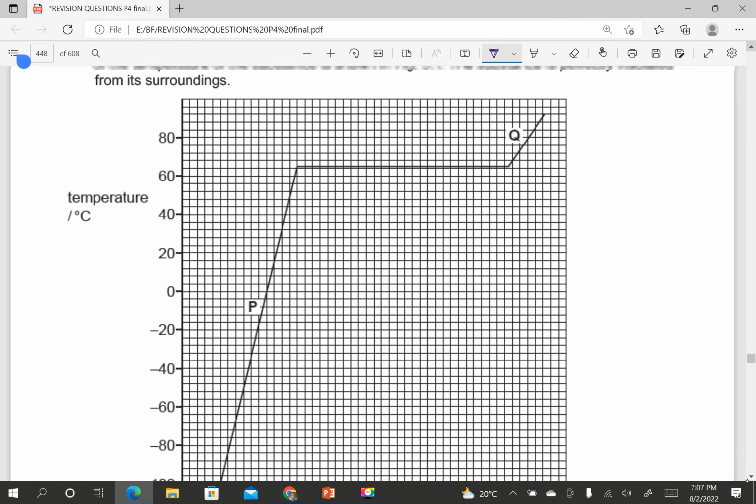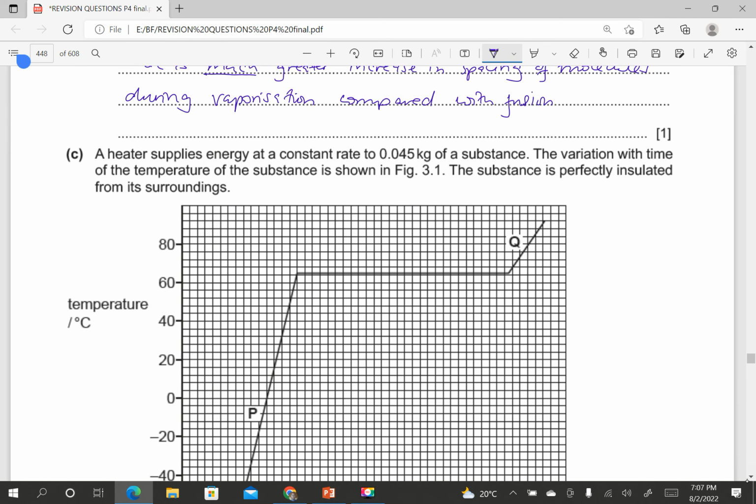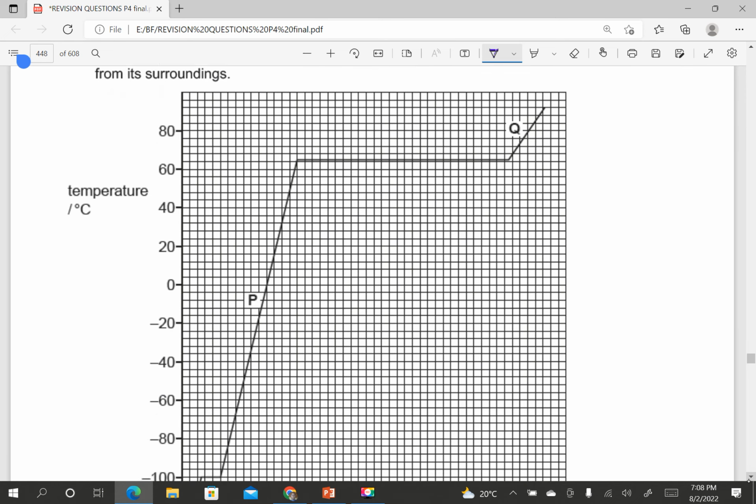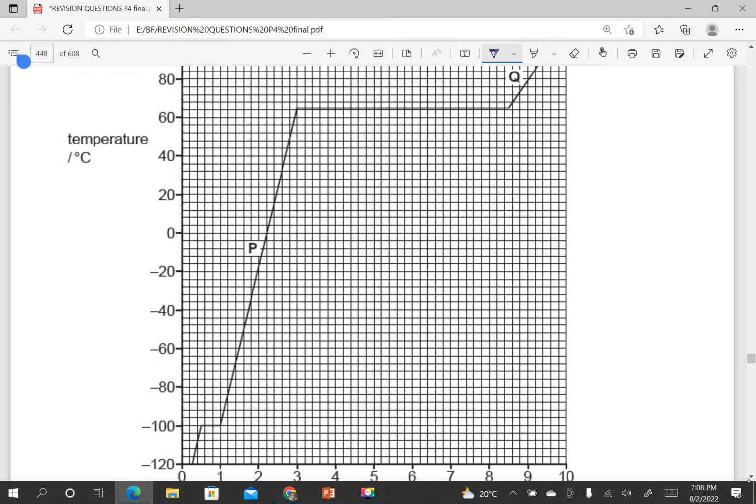Okay. The next: a heater supplies energy at a constant rate. The mass is 0.045 kilograms of a substance. The variation with the time of the temperature of the substance is shown in the figure. So here we have the variation.